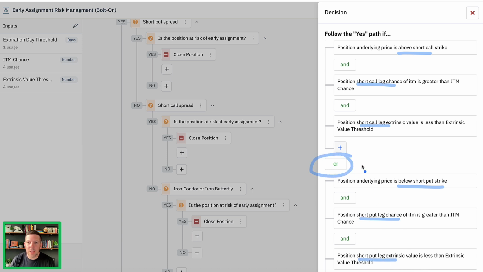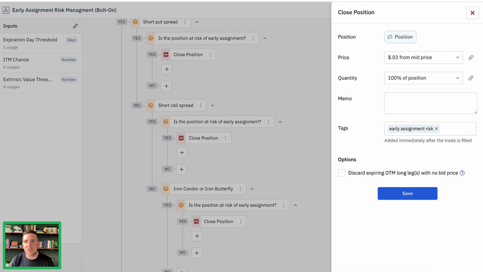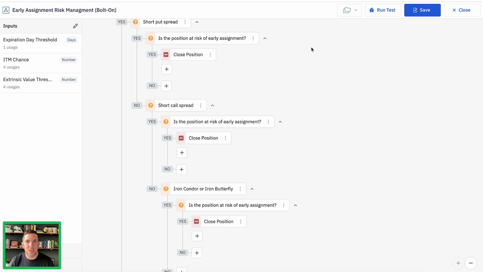So it's got to evaluate both. We use an or statement with group decisions to do this. Again, it's doing the same thing, just using it as a group statement. Is one side challenged versus the other? And if one side is challenged, again, same thing happens here. We would close the position, tag it as early assignment risk, and remove the position from our account.